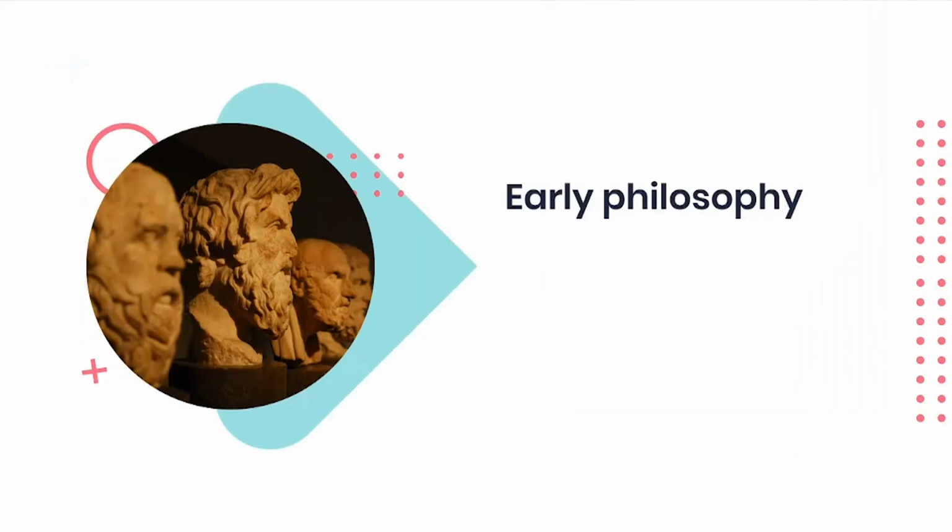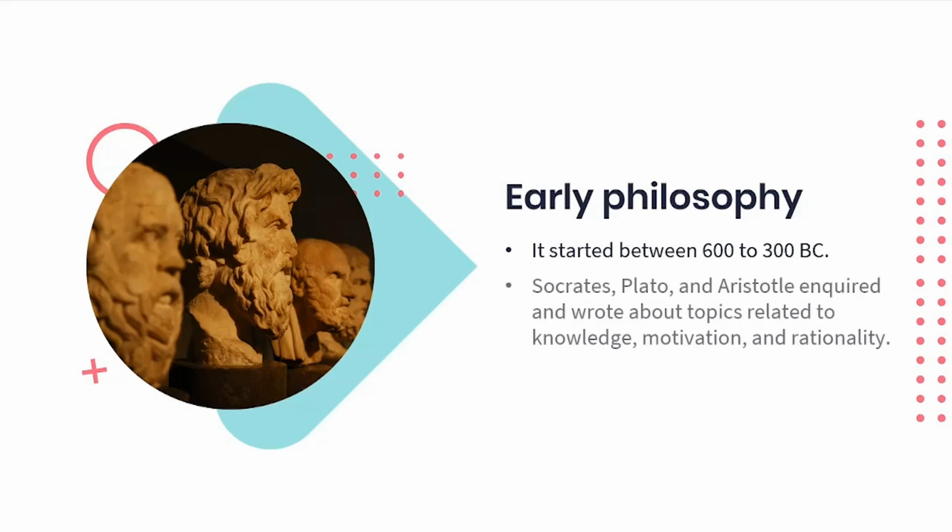It all seems to have started during the period between 600 to 300 BC, when Greek philosophers started exploring topics related to what we now consider to be part of the field of psychology. For example, Socrates, Plato, and Aristotle investigated and wrote about topics such as pleasure, pain, knowledge, motivation, and rationality.